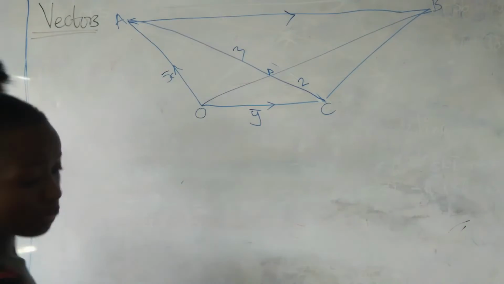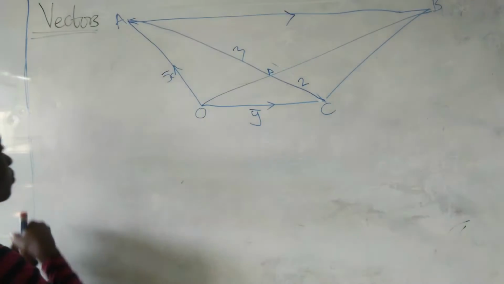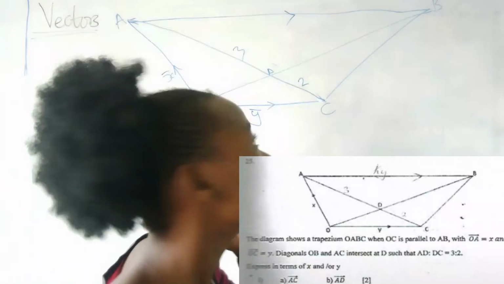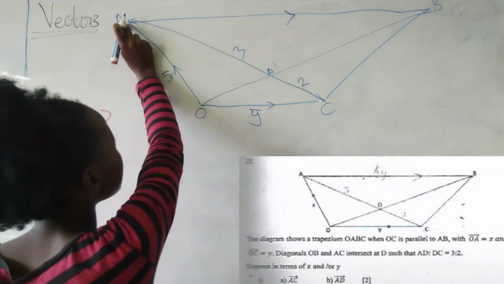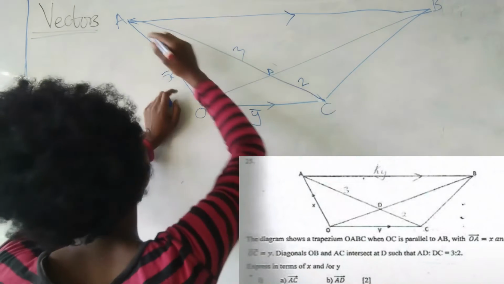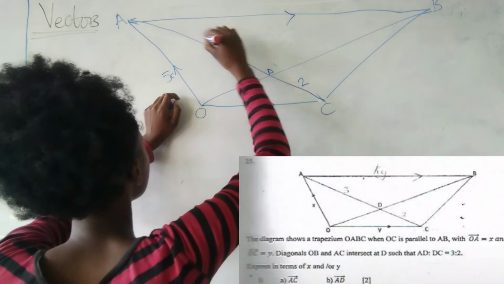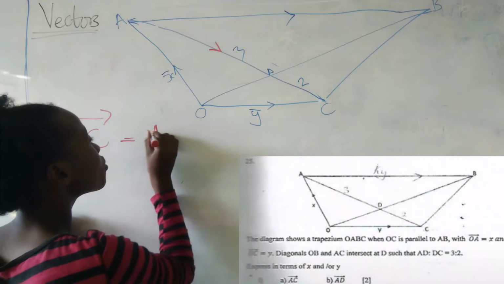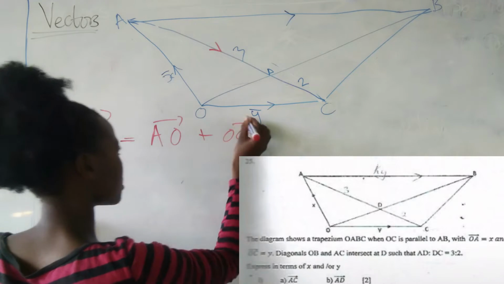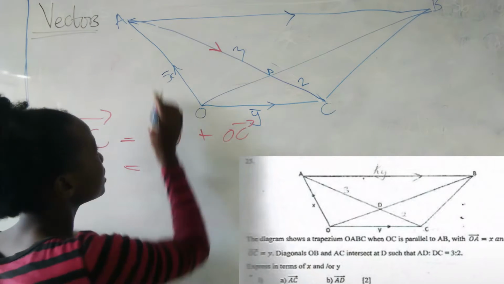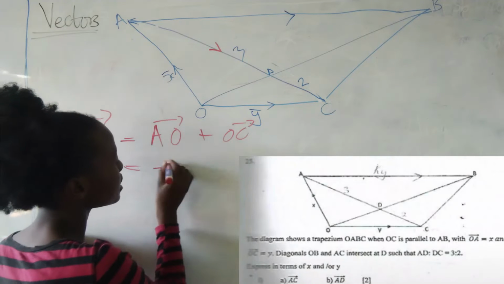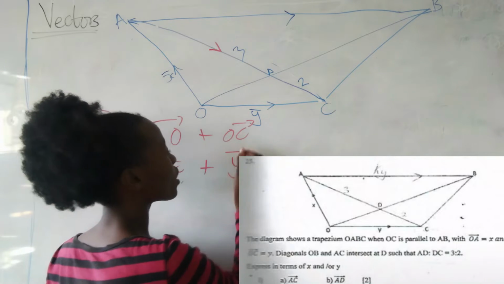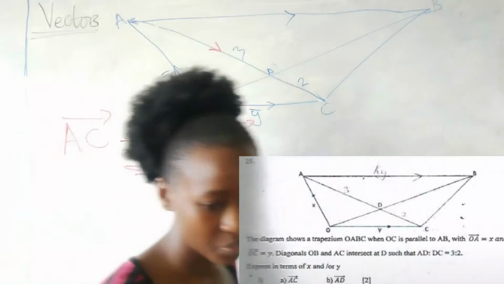Calculate AC. We are going to move along AC, so I'm going to go in this direction. I'm going to say AO plus OC. What does this give me? Since we're going in the negative direction, it gives me minus vector X plus vector Y. Okay, so this is the answer.